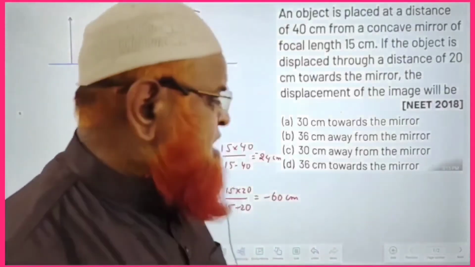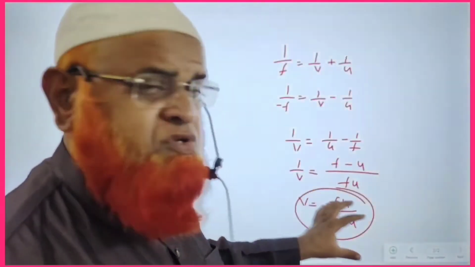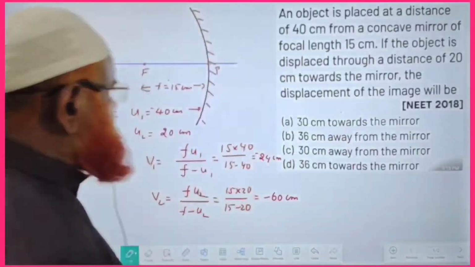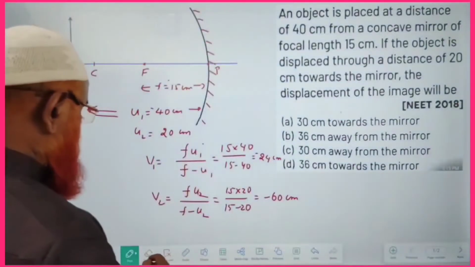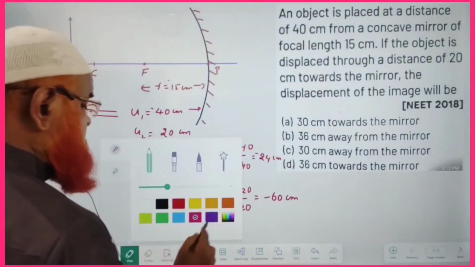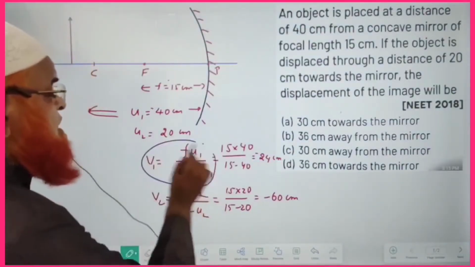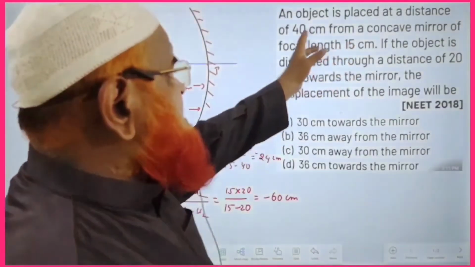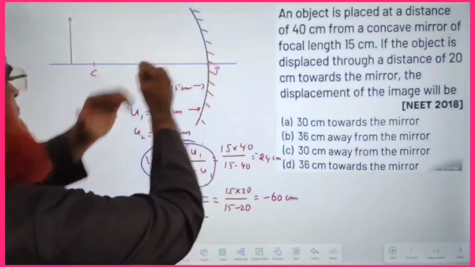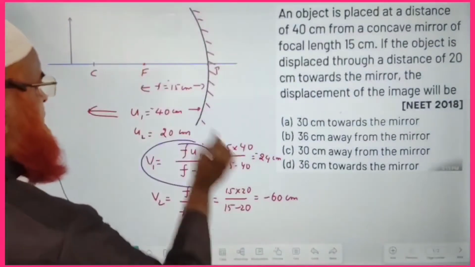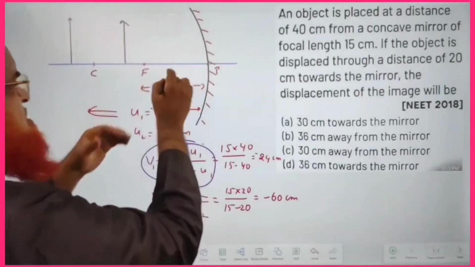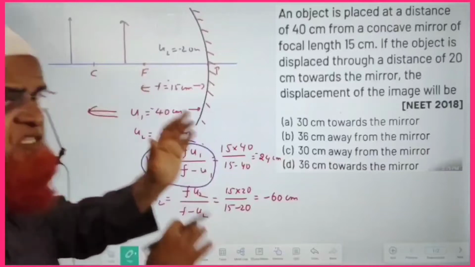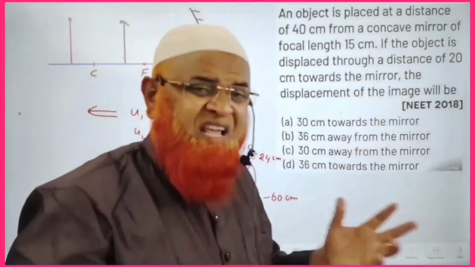Now let us solve the problem. This shortcut formula we can use to solve this problem in a super simple way. Now by using this shortcut, we can write fu1 by f minus u1. Previously the object was at 40 centimeters. Now it will be moved a little bit aside, which is taken as u2 equal to 20 centimeters, because when you shift it towards the mirror by 20, the remaining distance is 20 centimeters.